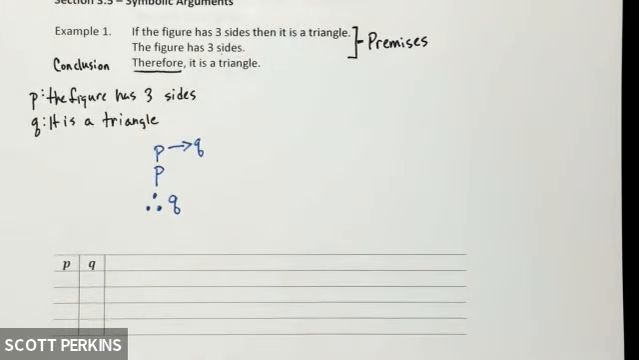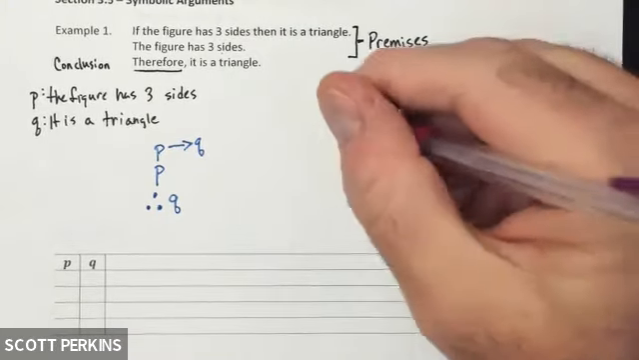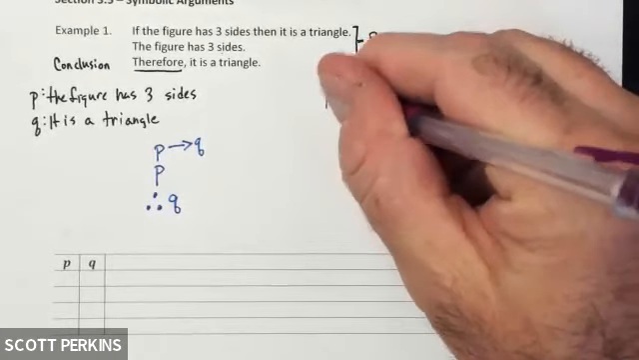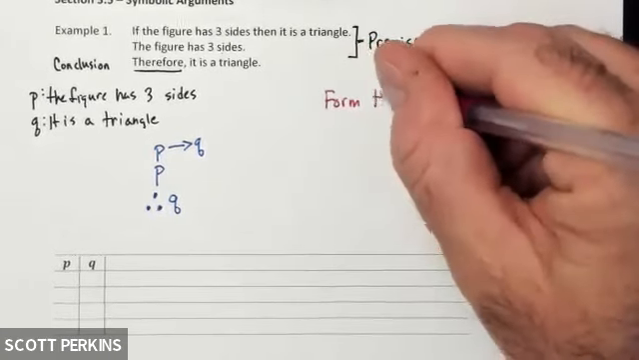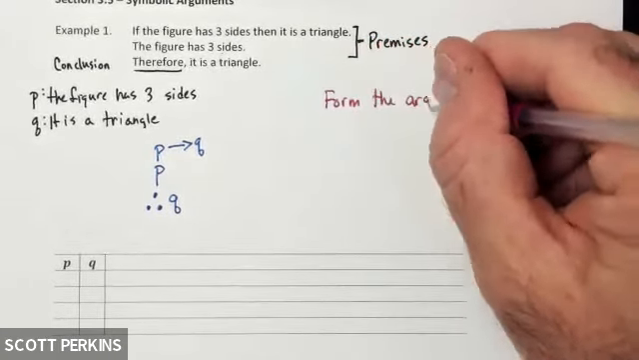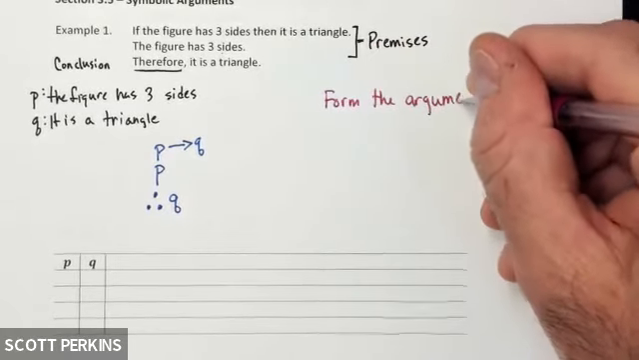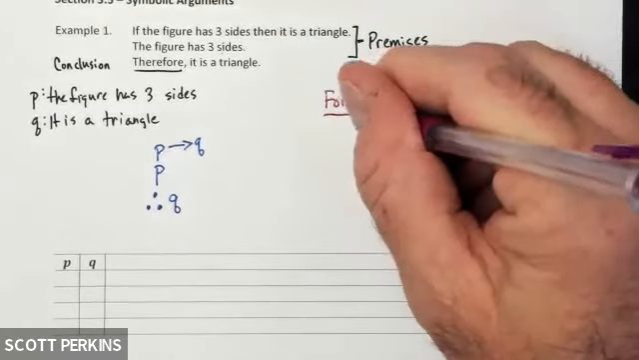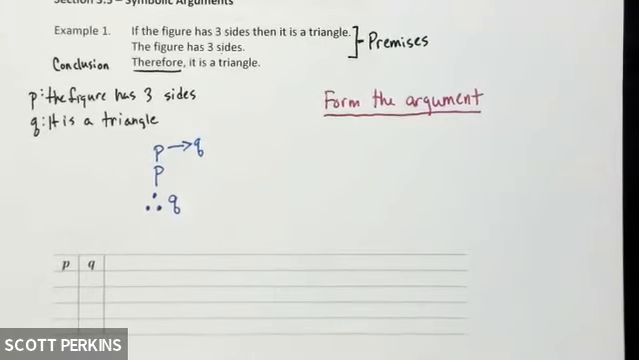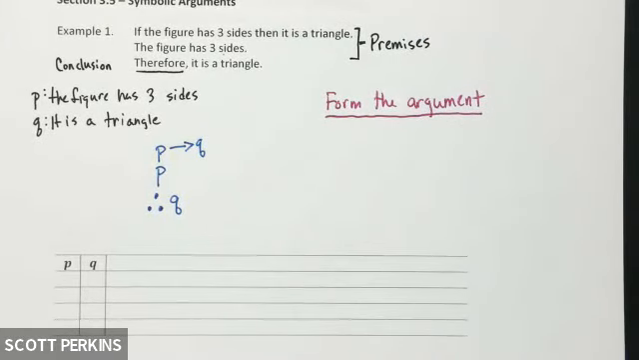This is the new bit. Okay, this is the new bit. So the new bit here is I've got to form the argument. You don't have to write this on any problems you do. I'm just writing this on the first one because this is the new bit of information for us. Okay, we're forming the argument right here.